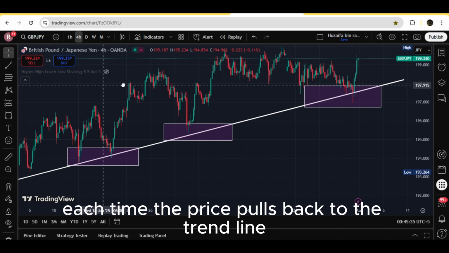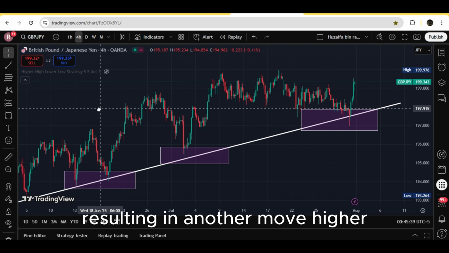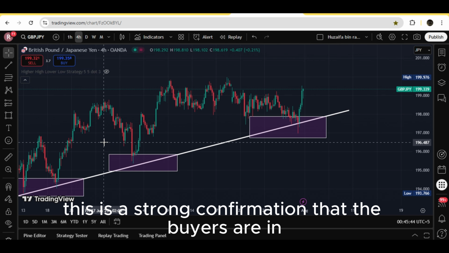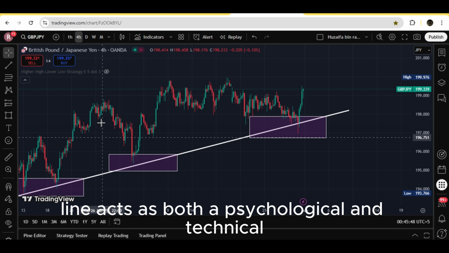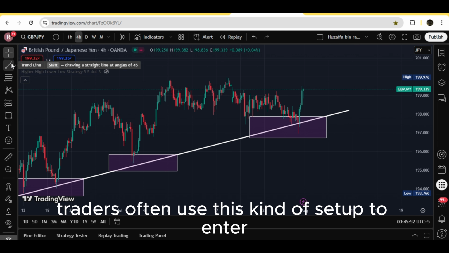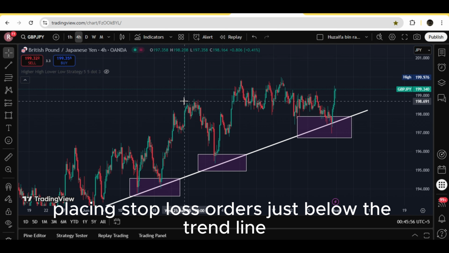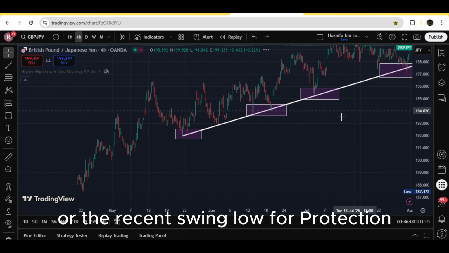Each time the price pulls back to the trend line, it finds buying interest, resulting in another move higher. This is a strong confirmation that the buyers are in control of the market, and the trend line acts as both a psychological and technical support area. Traders often use this kind of setup to enter buy positions on pullbacks, placing stop-loss orders just below the trend line or the recent swing low for protection.